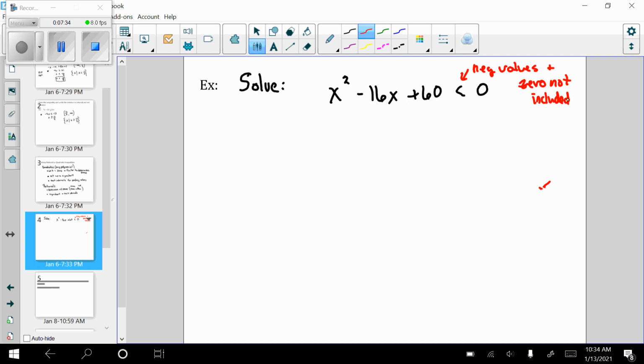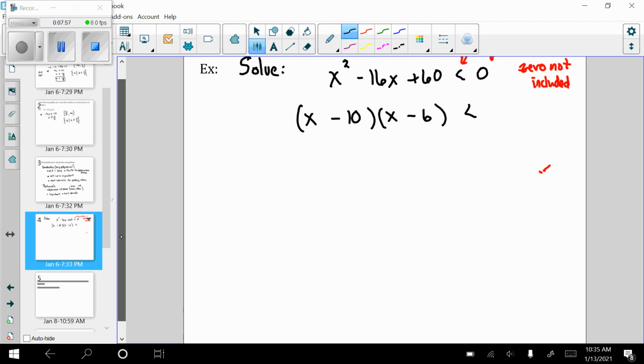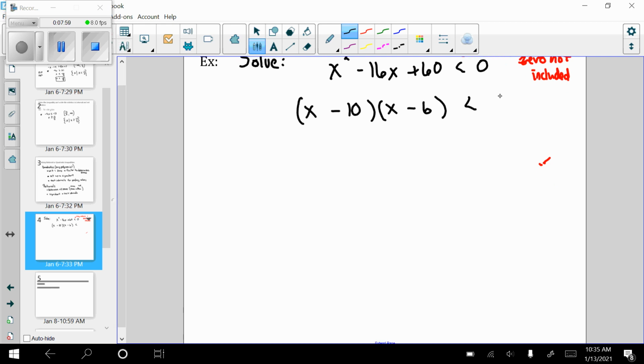So if it was an or equal to, we would be able to include 0 in our solution set. All right, so this one factors to, I need to multiply to positive 60 and add to negative 16. That is going to be a 10 and a 6, and they both have to be negative. I don't spend a lot of time on factoring. Okay, so I've got it factored.